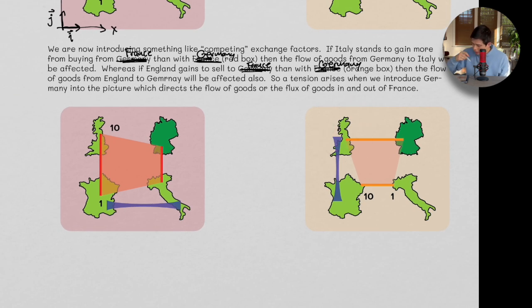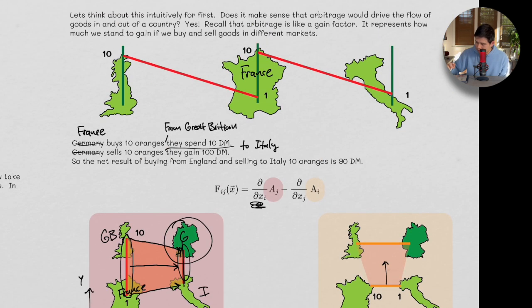England, they're selling, and when they're selling, they need to ask the question: okay, if we're selling to Germany or France and Germany, which one are we going to get the most out of? Okay, and so a tension arises between these three countries, the countries that I highlighted up here.